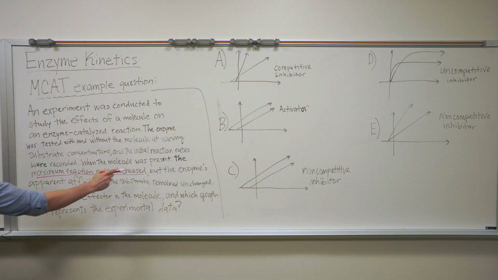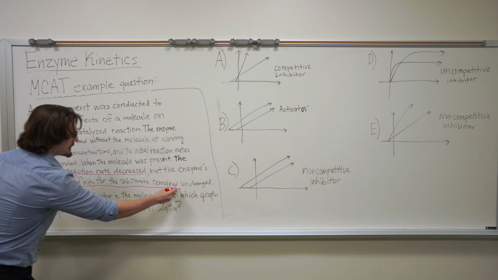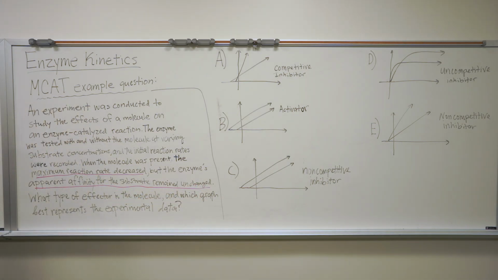But then they also say that the enzyme's apparent affinity for the substrate remained unchanged. And so here, we want to recognize this is talking about the Km. So they're saying that the Vmax, the maximum reaction rate, decreased, and the apparent affinity remained unchanged. And so that's the Km, so that didn't change. Okay, and now they want us to identify, first of all, what kind of effector it is.